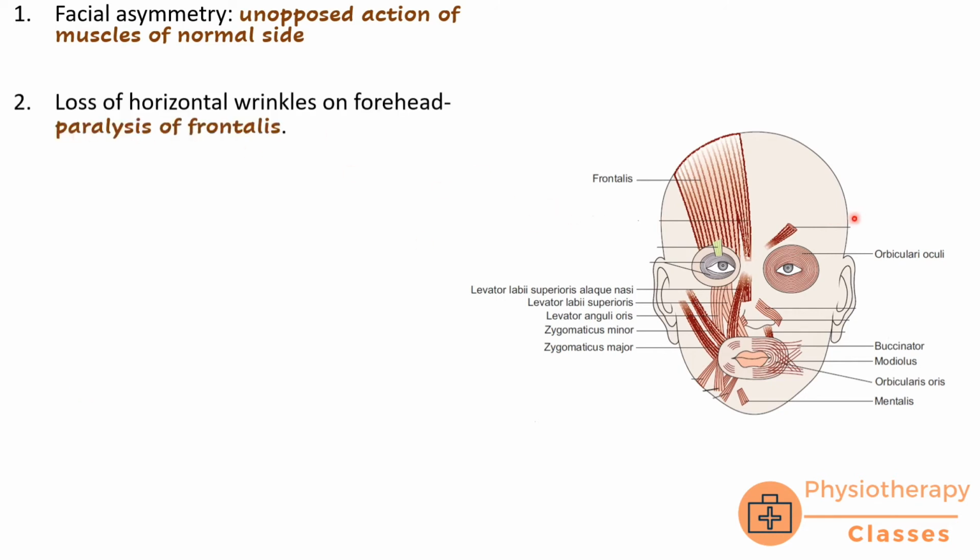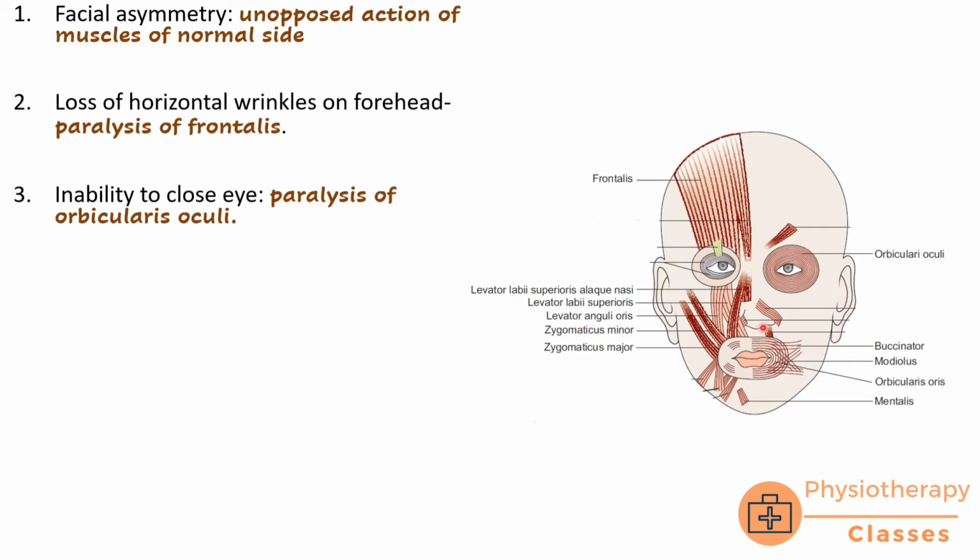Second is loss of horizontal wrinkles. Why does it happen? We can see here this muscle which is present in the forehead. This is the frontal belly of occipitofrontalis muscle. When it contracts, that is going to produce the horizontal wrinkles. So because of paralysis of frontalis, we have loss of horizontal wrinkles on the forehead.